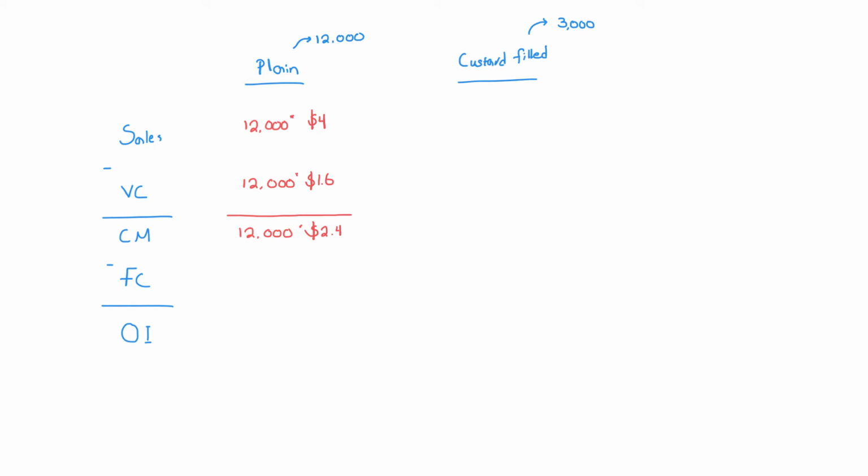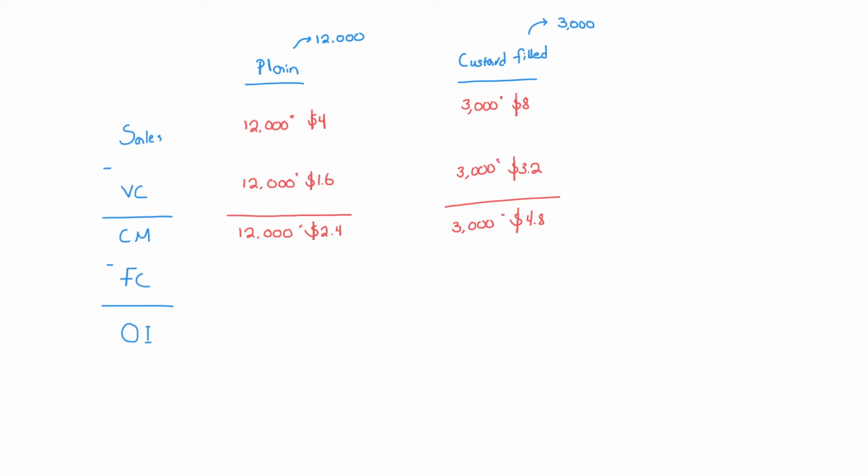Okay, I'm gonna do the same thing for the custard filled. I need to multiply 3,000 dozens by the sales price per dozen, then 3,000 dozens by the variable cost per dozen, and for the contribution margin I need to multiply 3,000 by the contribution margin per dozen. So here the sales price was 8, the variable cost per dozen was 3.2, so the contribution margin will be 8 less 3.2, so it's gonna be 4.8.